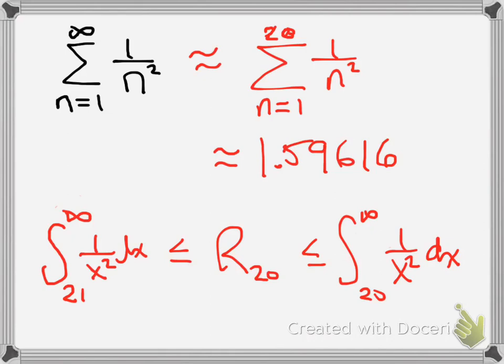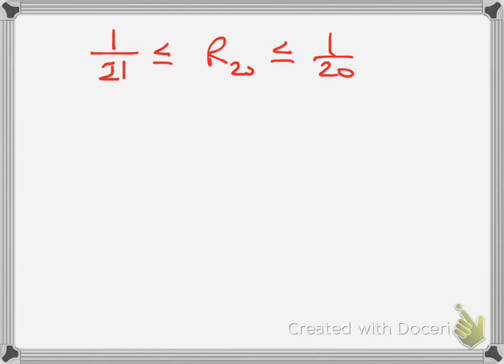So I'm not going to go through the mechanics of evaluating these improper integrals. I'm going to go right into their values, because that's what we're focusing on at the moment. The improper integral on the left works out to be 1 over 21, and the improper integral on the right works out to be 1 over 20. Not too hard to find those values.